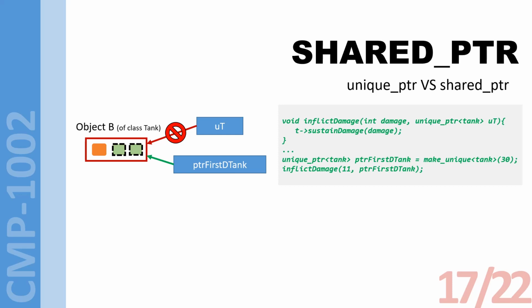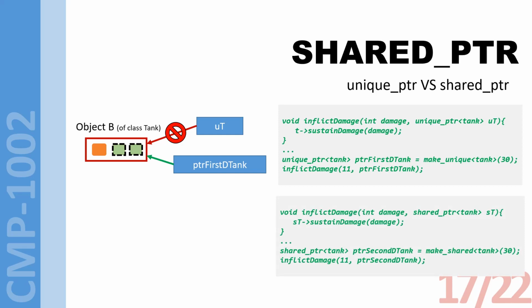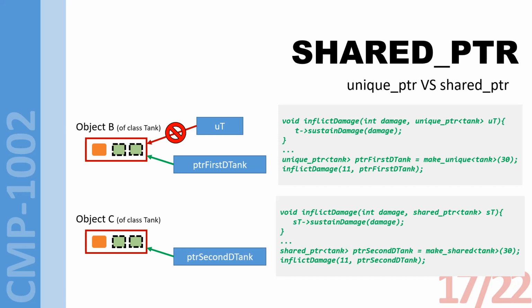Okay, let's compare the unique pointer and shared pointer, and how they act differently. The main difference comes into play when you are trying to have another pointer referring to the same object. As we have explained in a lot of detail, this code is wrong. You cannot compile it because it is unable to refer to the same object, since ptr first tank is a unique pointer. But if I write the same code using the shared pointer, ptr second tank is a shared pointer, and the inflict damage function now takes a shared pointer object. Now we have this new object, object C, and ptr second tank is referring to that.